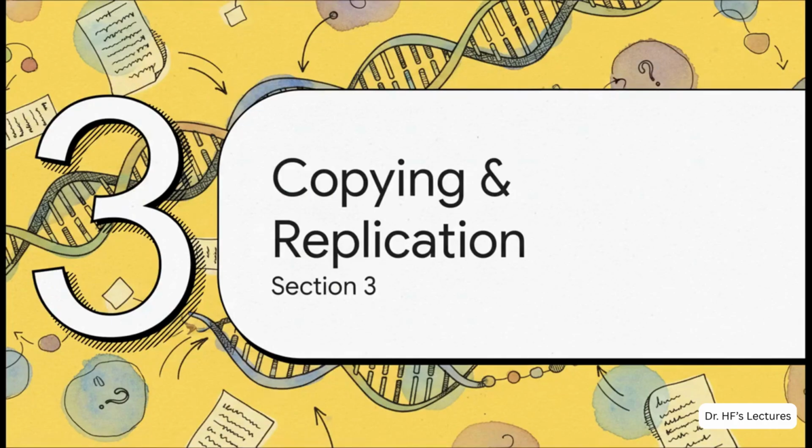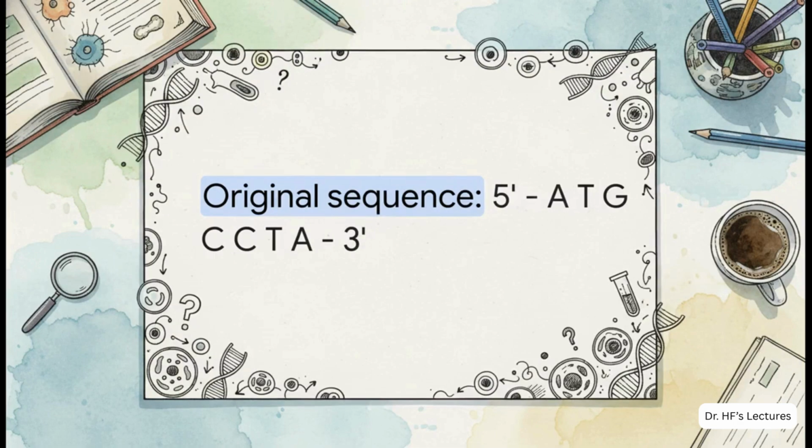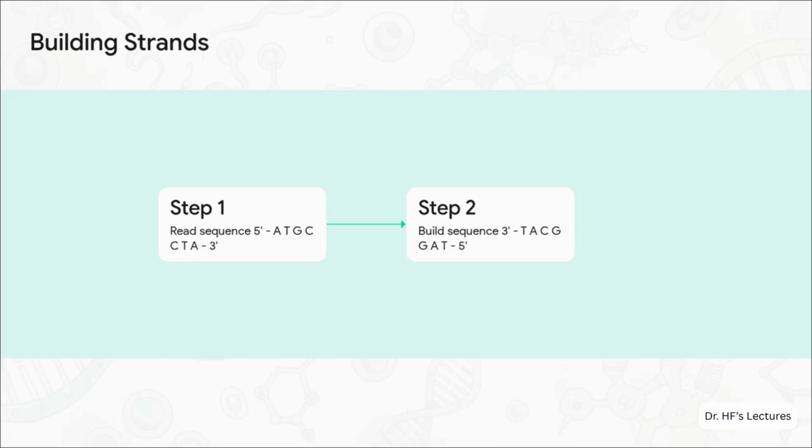All right, Section 3. Genetic copying and replication. Let's make this practical. Imagine sitting in your exam room and your professor hands you this exact sequence. We've got an original strand sequence reading from the 5' end to the 3' end, ATGCCTA. And the question asks you to figure out the corresponding sequence for the opposite strand. How do we solve this? Well, we just apply the exact rules we just went over. Let's see how this builds piece by piece.